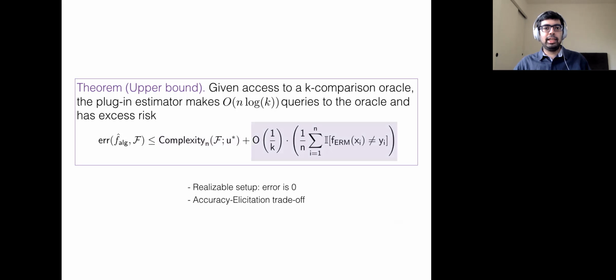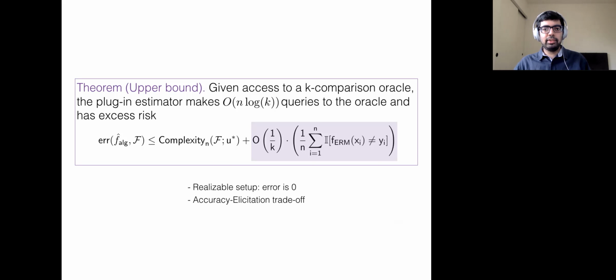The second term is a product of two terms. The first is a factor of the order of 1 over k, and the next one is the misprediction error of the optimal ERM function. Observe that in the well-specified case, when the ERM correctly predicts the labels of each data point, this term vanishes and one does not pay any additional error for not knowing the utility function. Thus, the consequences of not knowing the utility function only come up in the misspecified setup.